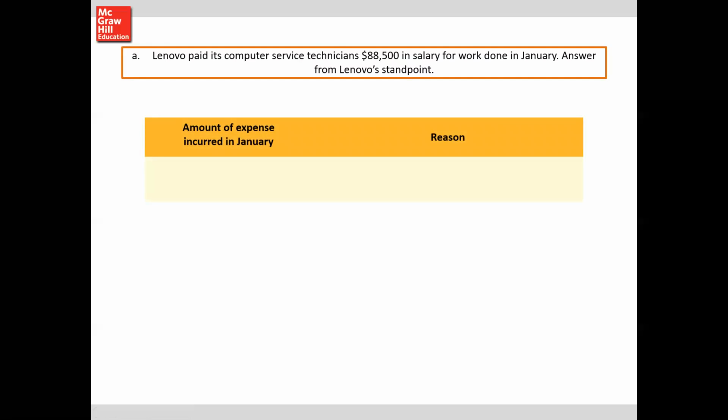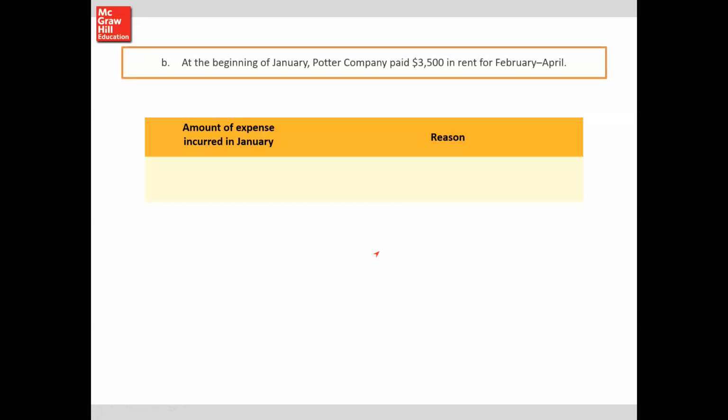So we've got Lenovo paid us computer service techs $88,500, and again, this is for salary work done in January. Answer from the standpoint, how much of this expense would be incurred in January? Well, it looks like they have actually performed the service. They've actually done the work. So in this case, it looks like all of it should be recorded as expense, because at this point in time, that expense should be matched against the revenue that's going to be recognized in January as well.